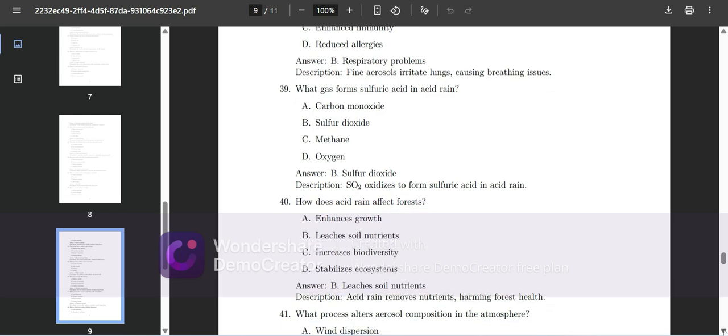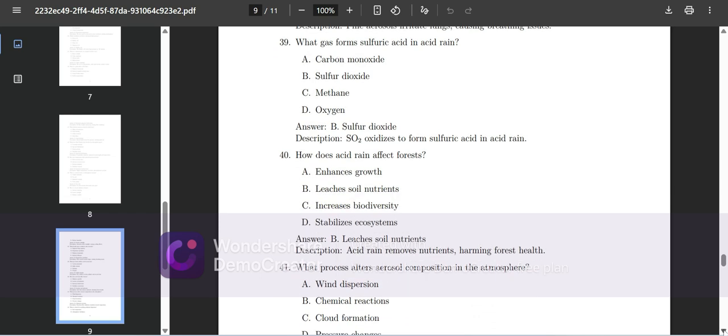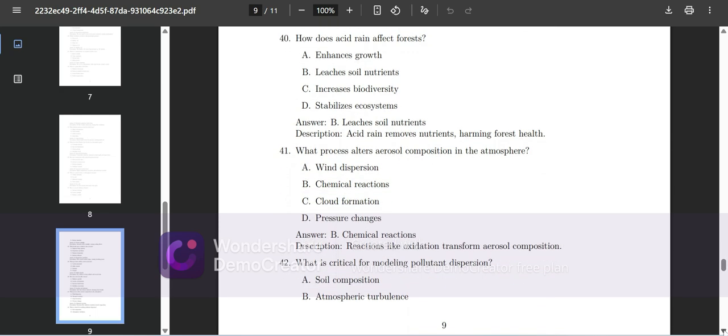Which gas forms sulfuric acid in acid rain? Sulfur dioxide. Sulfur dioxide oxidizes to form sulfuric acid in acid rain. How does acid rain affect forests? Leaches soil nutrients. Acid rain removes nutrients, harming forest health.